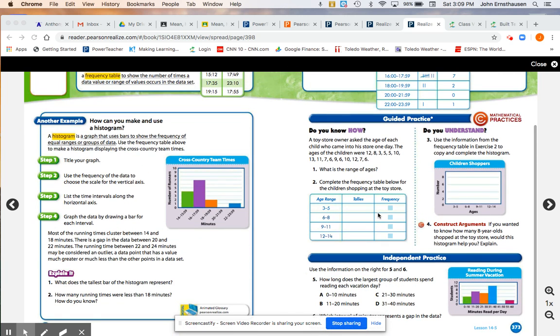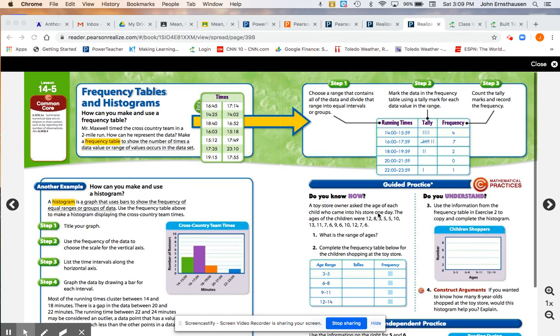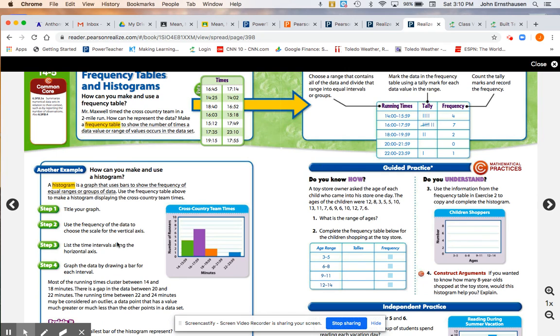I'm on page 373 in your textbook, and I'm going to read to you about frequency tables and histograms. I would like you guys to read through the top here. I think the book does a really good job of basically showing you what a frequency table and histogram is. It shows you what steps you need to follow. And they do another example here that's also well done and well written.